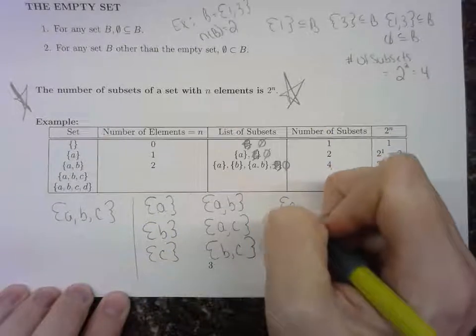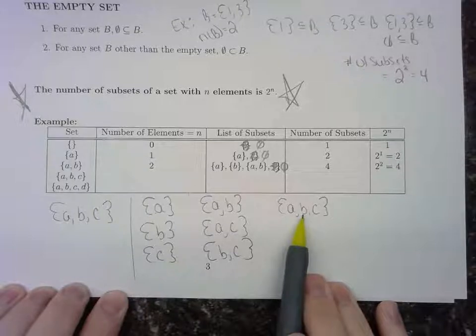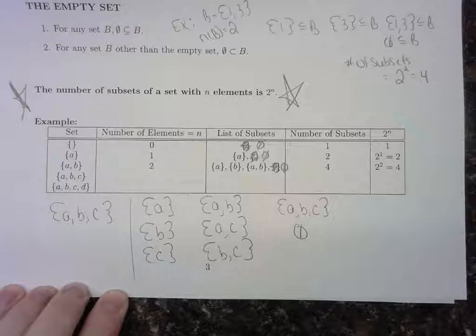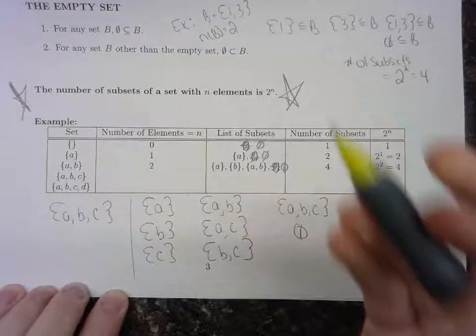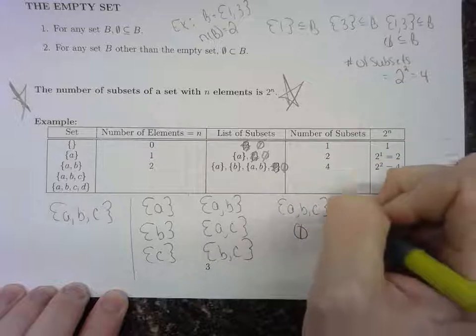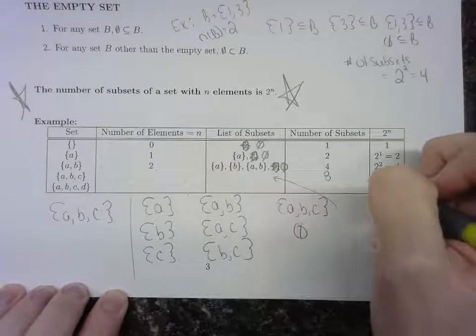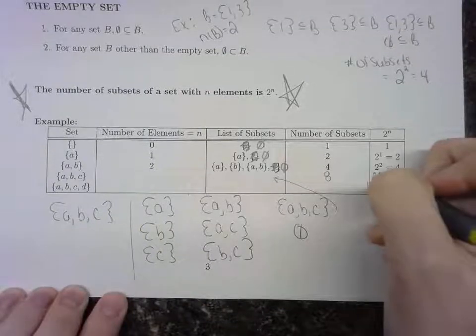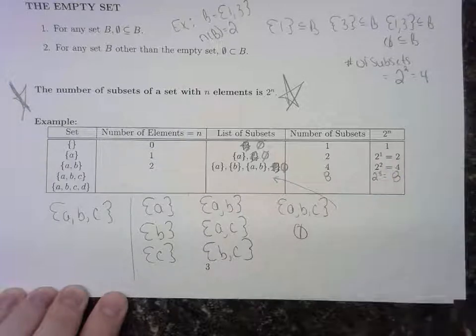We also have the whole set A, B, C. Now this one is not proper, okay, but it is a subset. And then we also have the empty set by definition. And that is it. So 1, 2, 3, 4, 5, 6, 7, 8. So this work here would go here, listing. We have 8 here. And let's check. We have 3 elements, 2 to the 3rd, which is 2 times 2 times 2, which is 8. So that works.